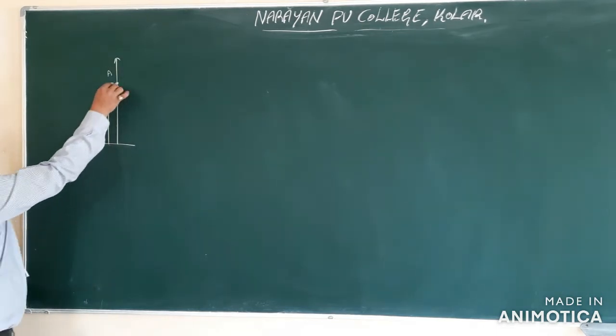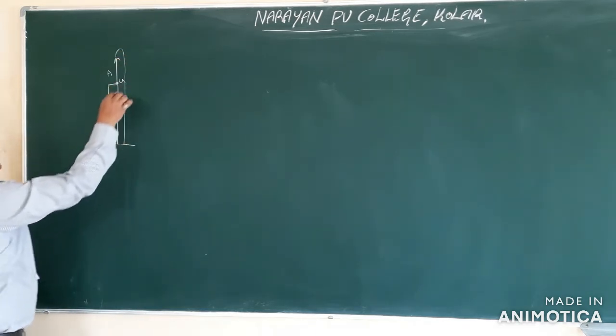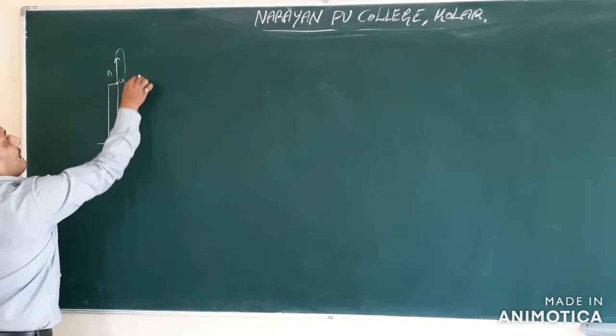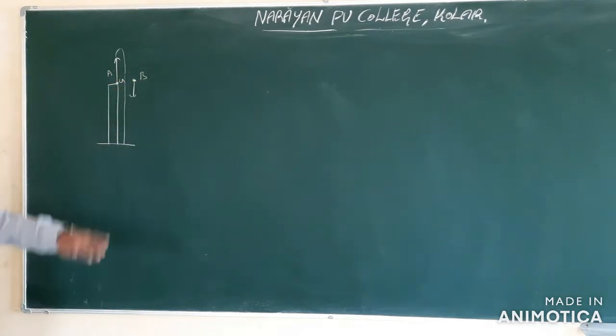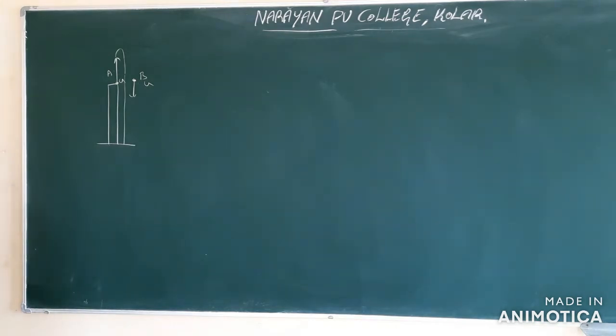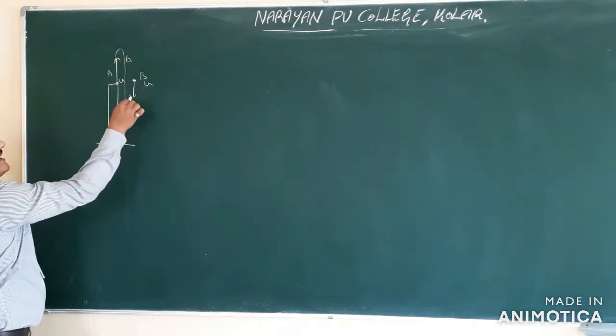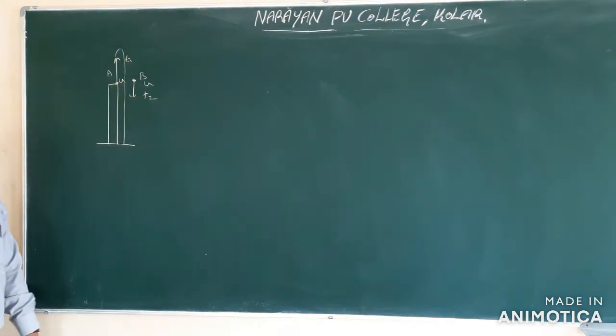A is thrown vertically upwards with initial velocity u. It is going and coming like this. B is thrown vertically downwards with the same speed u. Here two objects you are going to take. To come to ground, A is taking T1 time, B is taking T2 time.